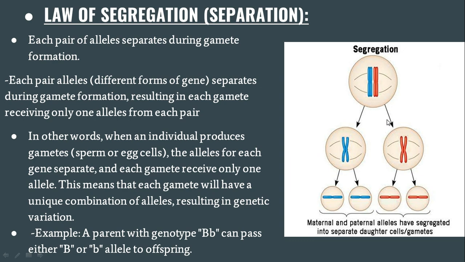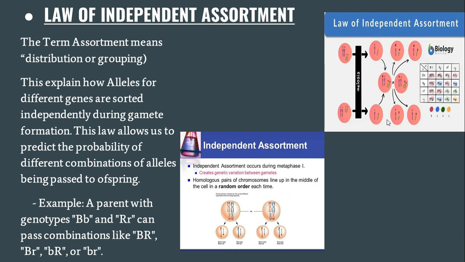So let's quickly go to the law of independent assortment. The term assortment means distribution or grouping. Anywhere you see the word assortment, it also means distribution or grouping. This explains how alleles for different genes are sorted independently during gamete formation.